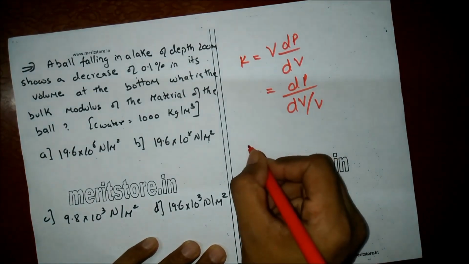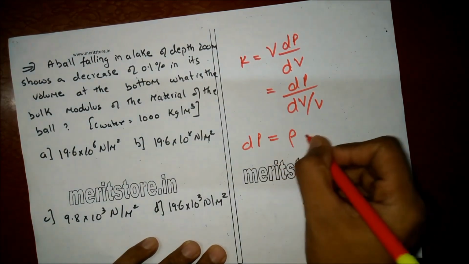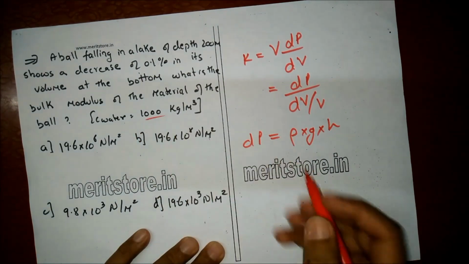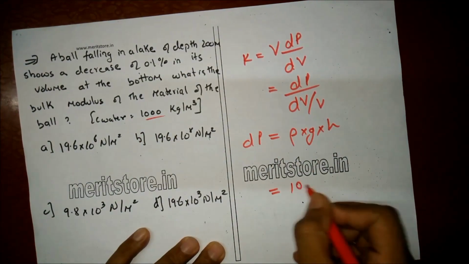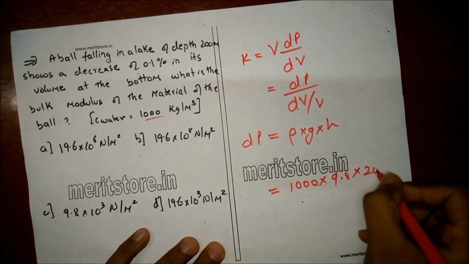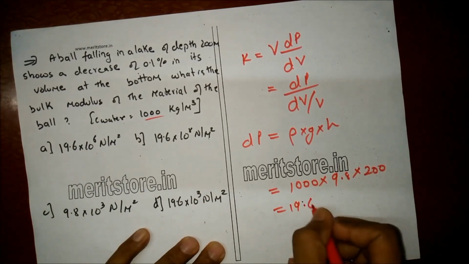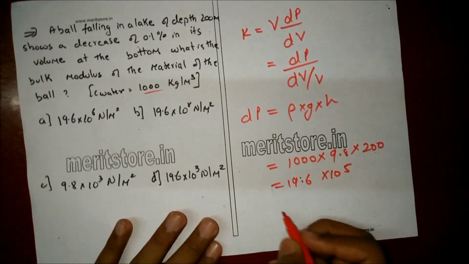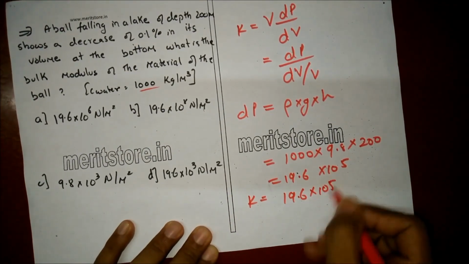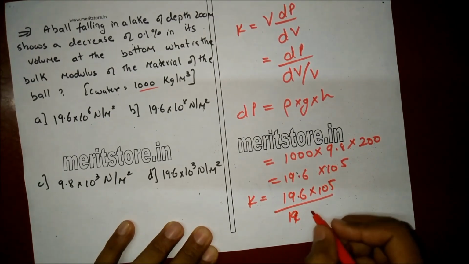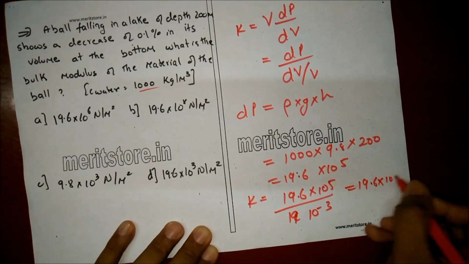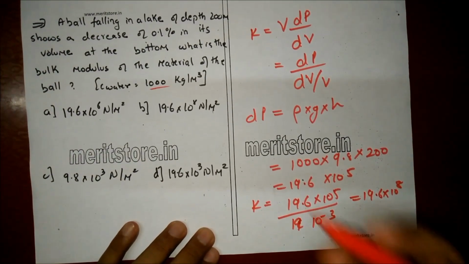Now the formula for change in the pressure is rho into g into h. Now rho, the density of water, is given as 1000 kg per meter cube. Therefore 1000 into 9.8 into 200, which is equal to 19.6 into 10 raised to 5. Therefore the bulk modulus will be given by K is equal to 19.6 into 10 raised to 5 upon 10 raised to minus 3, which is equal to 19.6 into 10 raised to 8. Therefore the correct answer here is option B.